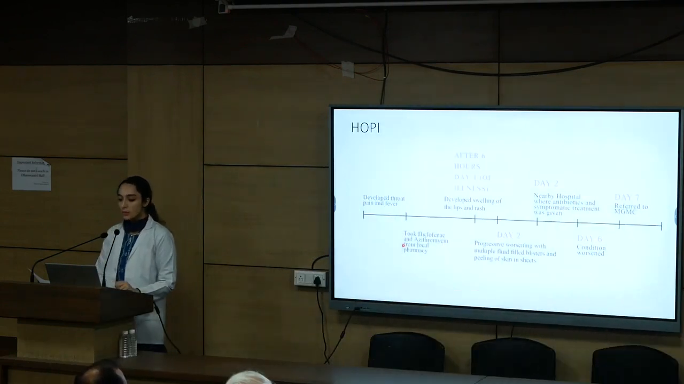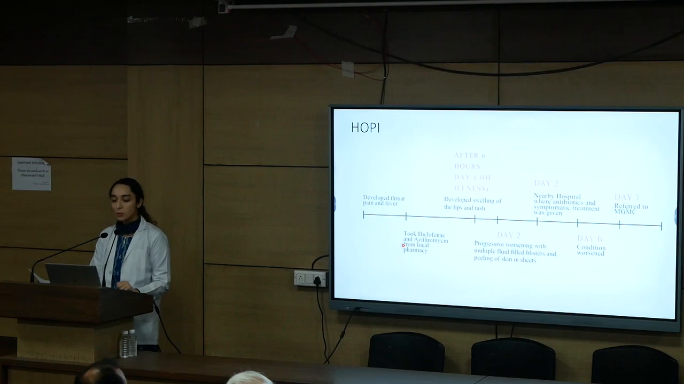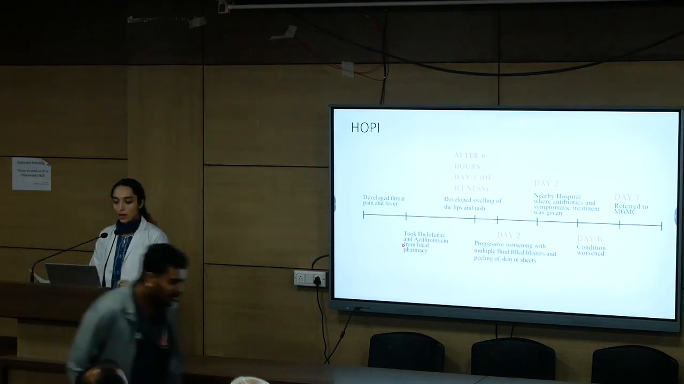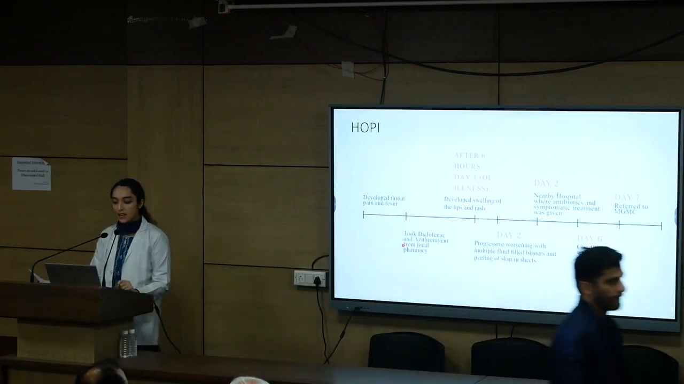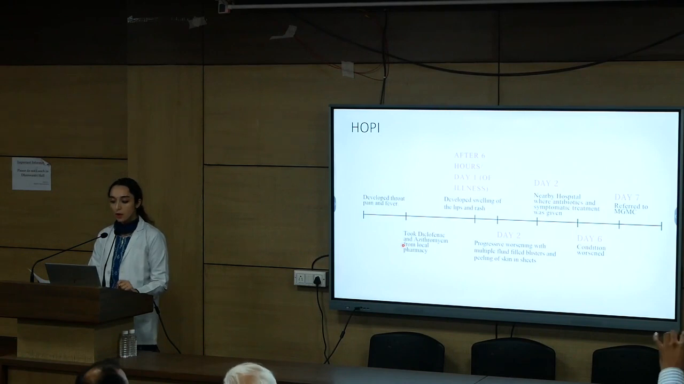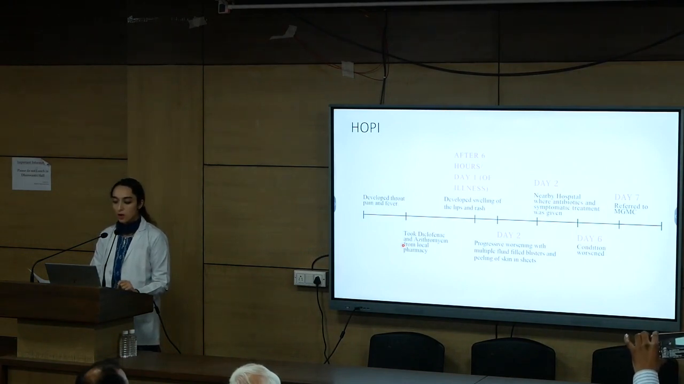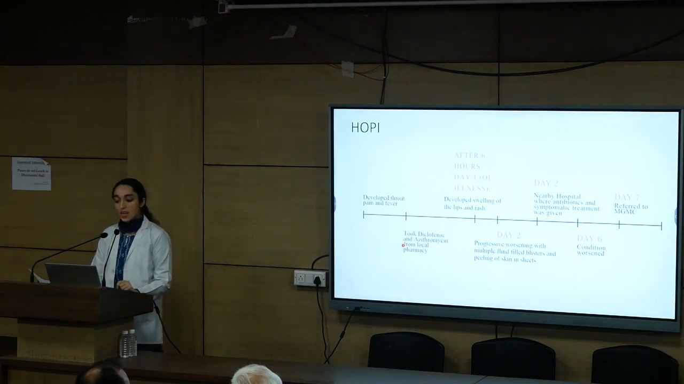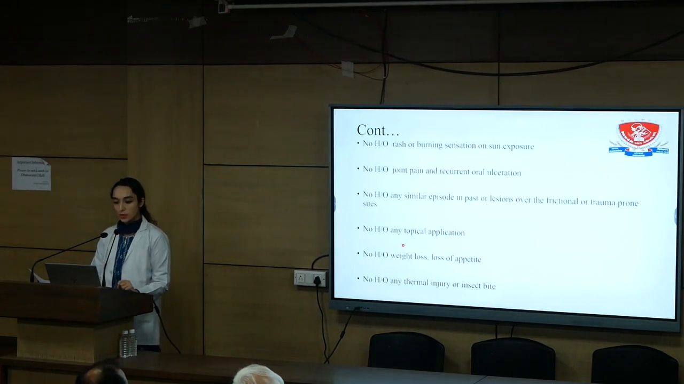So the patient was asymptomatic 10 days back when he developed throat pain and fever. 2 days after this episode, he took diclofenac and azithromycin from the local pharmacy. 6 hours after the intake of the drug, he developed swelling over the lips and a rash, which was red in color. The condition worsened in 24 hours and the patient went to the nearby hospital where antibiotics and symptomatic treatment were given. His condition progressively worsened and then he was referred to Dhamnani Medical College for further evaluation and management.